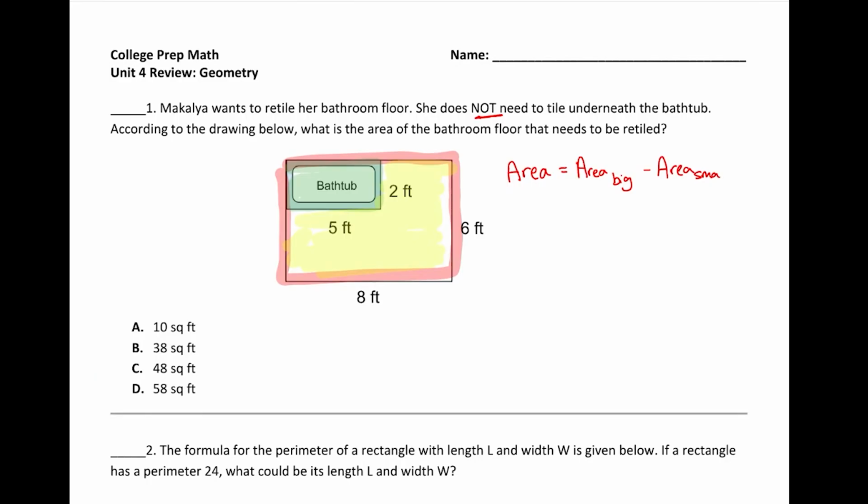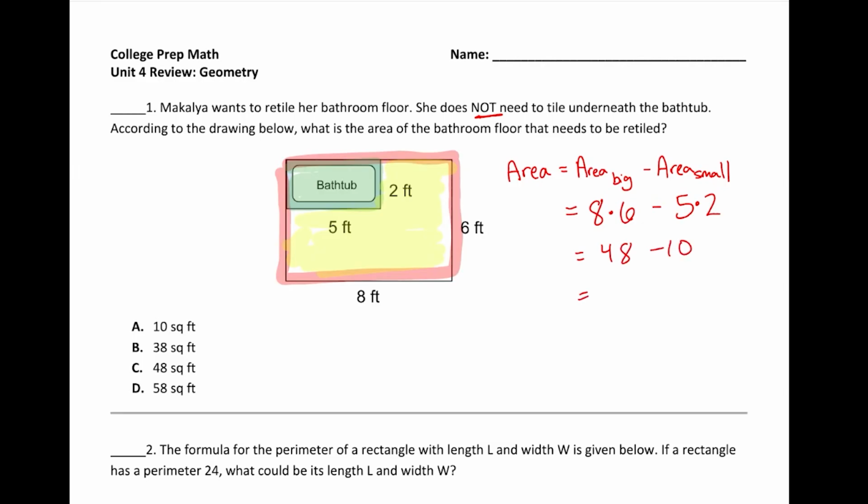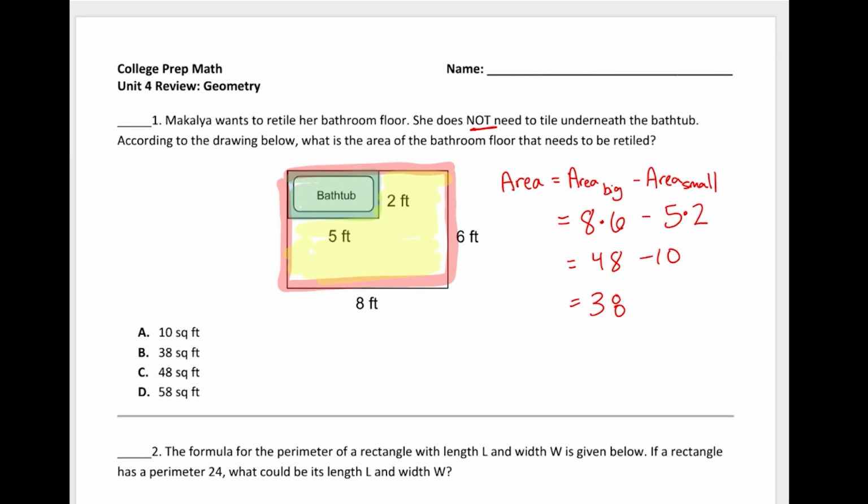So the big rectangle is 8 feet by 6 feet. The small rectangle is 5 feet by 2 feet. So this would be 48 minus 10, which is 38 square feet.